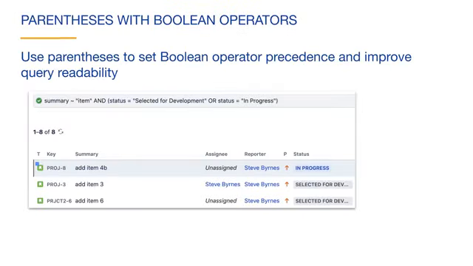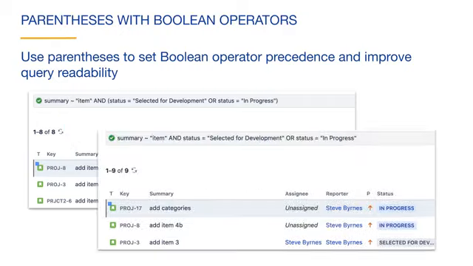If your query has multiple Boolean operators, use parentheses to set the operator precedence and improve query readability. In this example, we have added parentheses, so the OR Boolean operator is evaluated first. The result is then ANDed with the first clause. So this query searches for all issues with the status of selected for development or in progress, with a summary containing the text item. You can see that this results in 8 issues.